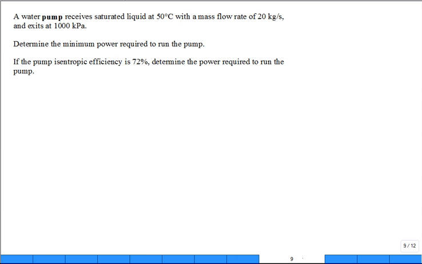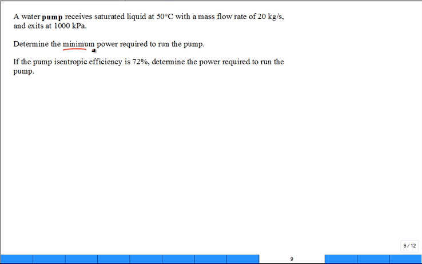Okay. We have a water pump. It receives liquid water at 50 degrees C and a mass flow rate of 20 kilograms per second, and it exits at that pressure, 1,000 kilopascal. Determine the minimum power required to drive or run the pump. Whenever you see this word minimum, you're thinking second law, right? Second law. You're thinking internally reversible. True?